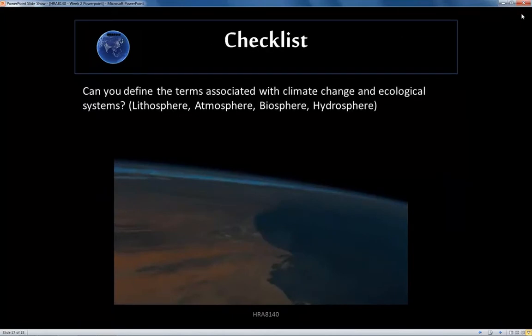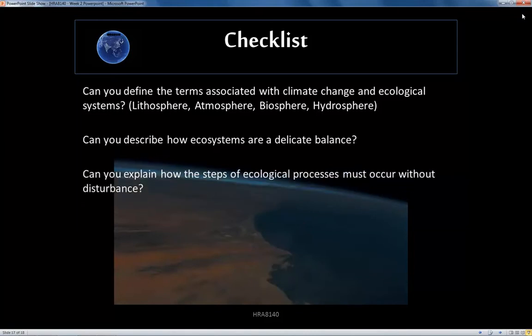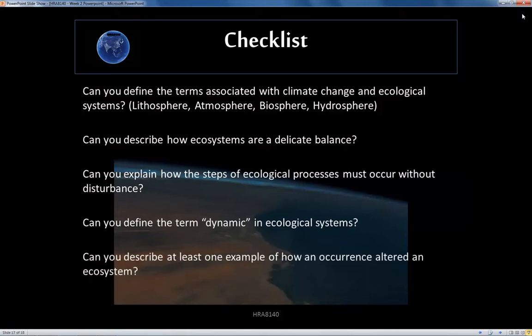Let's review week number 2. Can you answer the following questions? Can you define the terms associated with climate change and ecological systems? Can you describe how ecosystems are a delicate balance? Can you explain how the steps of ecological processes must occur without disturbance? Can you define the term dynamic in ecological systems? Can you describe at least one example of how an occurrence altered an ecosystem?